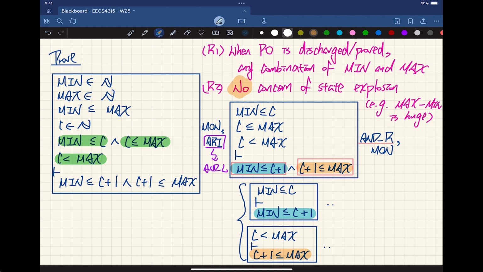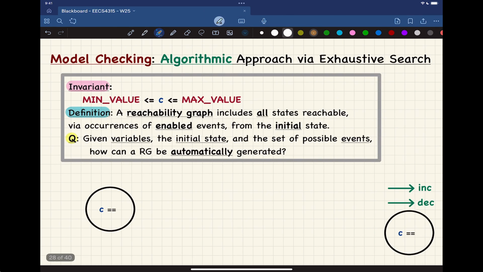Guys, any question about this recap about 3342? Hopefully it rings the bell about what you learned. Very good. And after this, let's now talk about the 4315 approach.